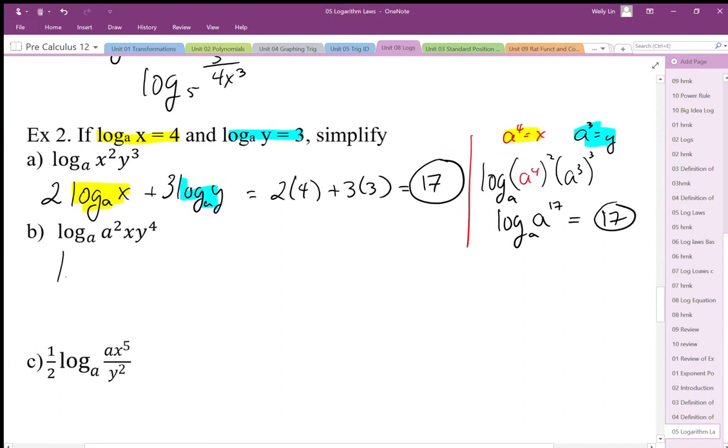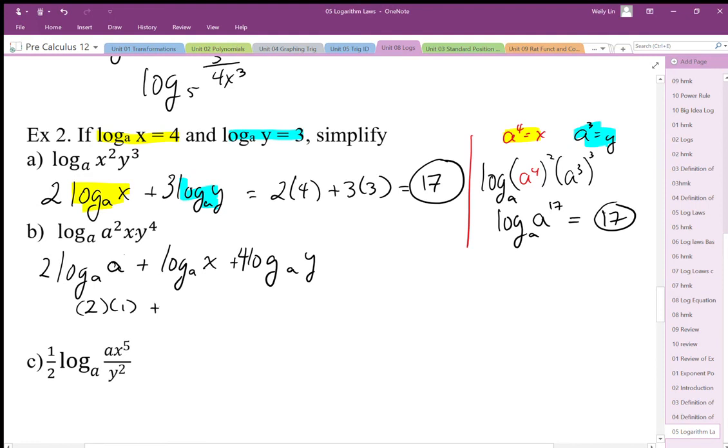So I'm going to split these up using my log properties. Base a, the power 2 comes to the front. This, I'm going to split up all my factors with plus. So there's going to be a times here, so I'm going to plus log x. There's a times here, so I'm going to do another plus. And then bring that power 4 to the front. Okay, this is an identity. Log base a of a is 1. We really should make sure that we know that.